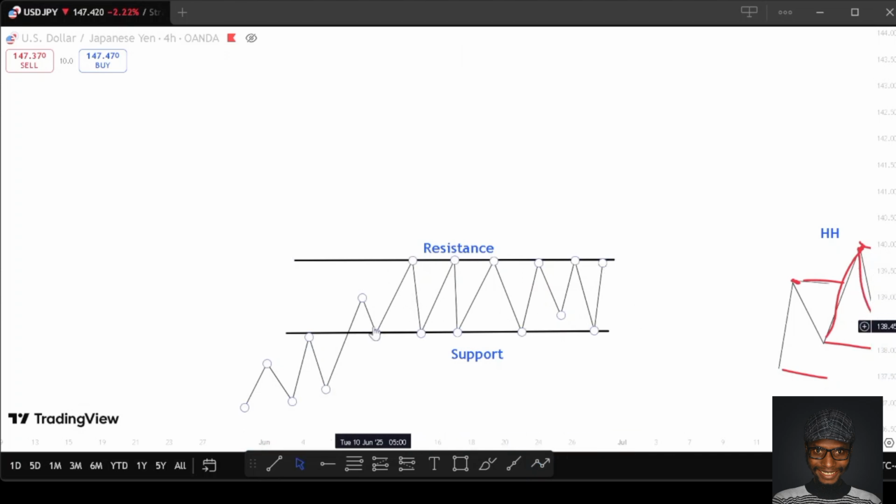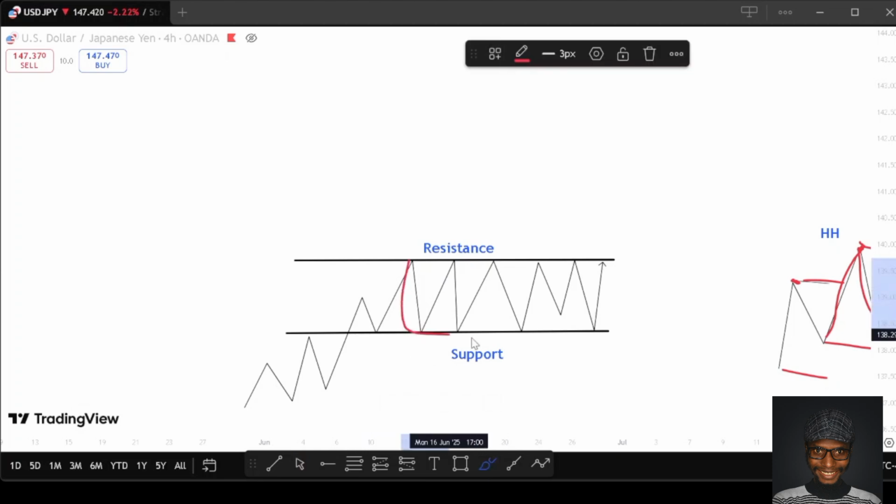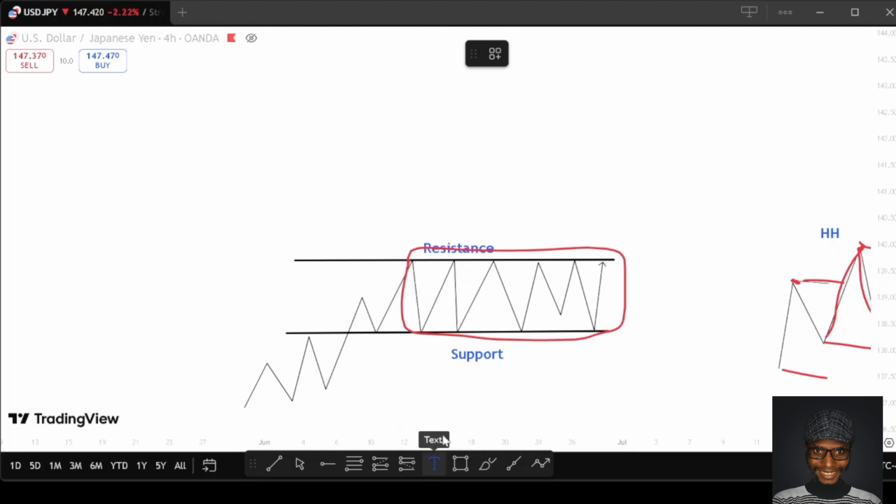From this line, this is what we call our sideways. This is what we call consolidation. Price is consolidating in between support and resistance. This is consolidation.